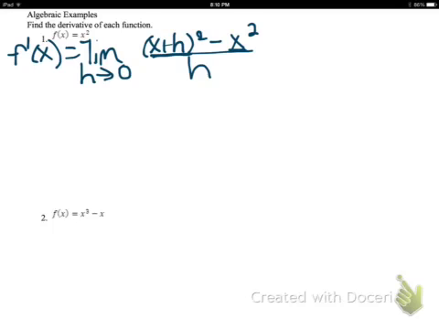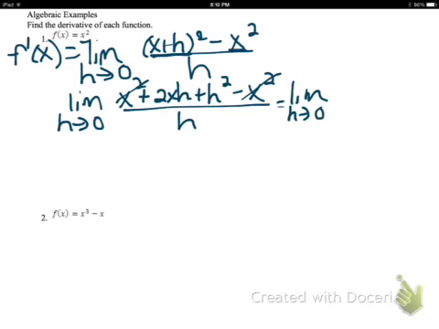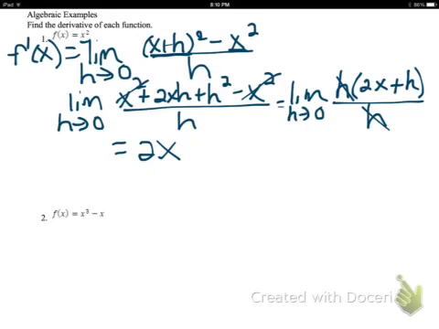Now I simplify this, so I would have the limit as h goes to 0 of FOIL: x squared plus 2xh plus h squared minus x squared all over h. The x squareds cancel. You could factor out an h and cancel that. So I'd have 2x plus h over h. They cancel. Now I can plug 0 in for h, and I get 2x.